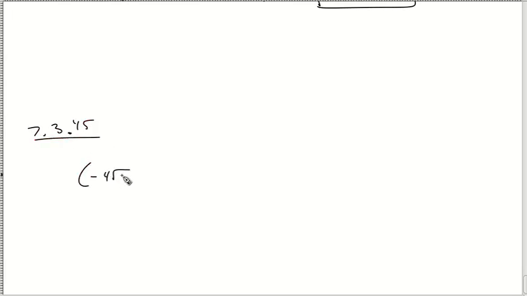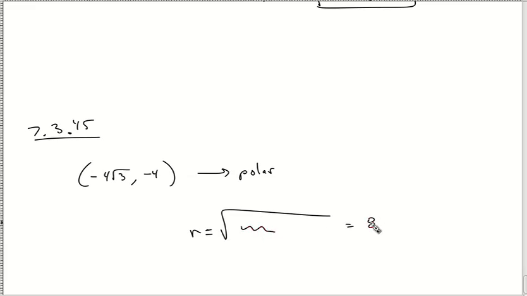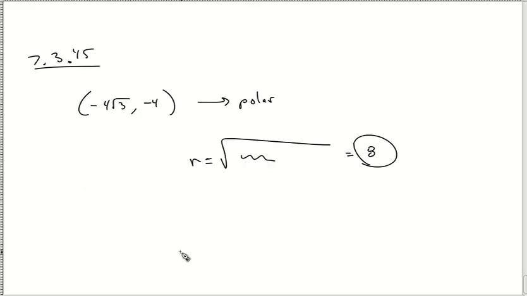So I got negative 4 square root of 3, and then I got a negative 4. They say go to polar. All right. R is equal to the square root of x squared plus y squared. Blah, blah, blah. Oh my gosh, it's 8. Who would have figured?